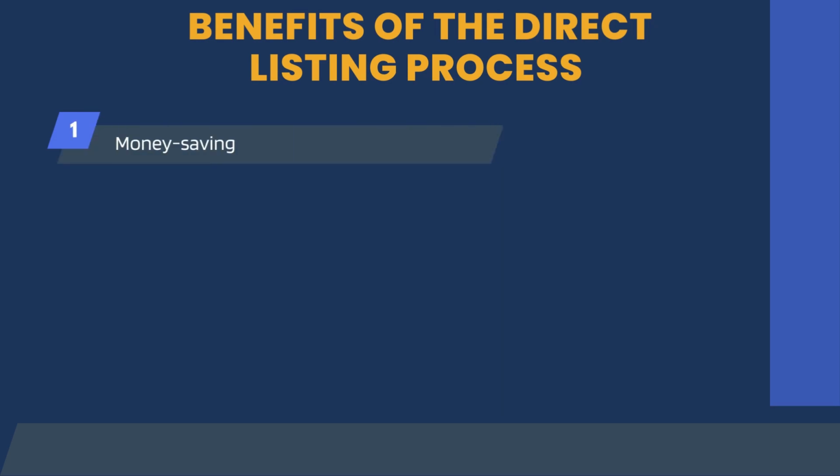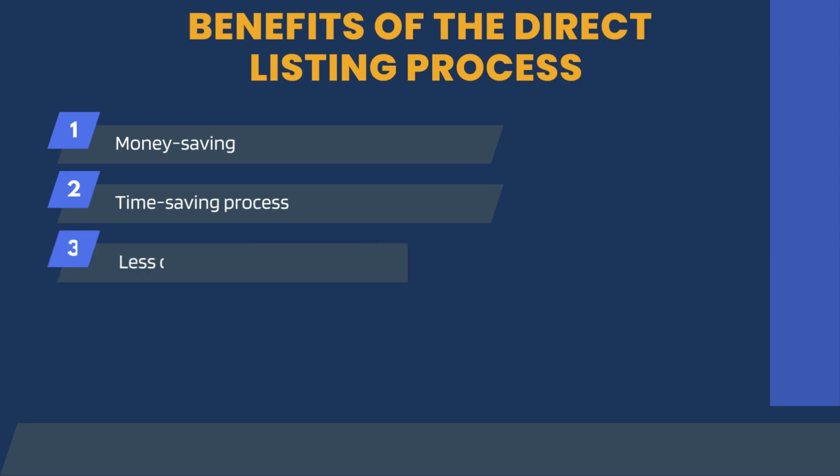First is money-saving. Direct listing is a money-saving process as the need for an underwriter is eliminated. Next, we have time-saving process. The direct listing process is comparatively faster than the IPO as it requires a few regulatory formalities.